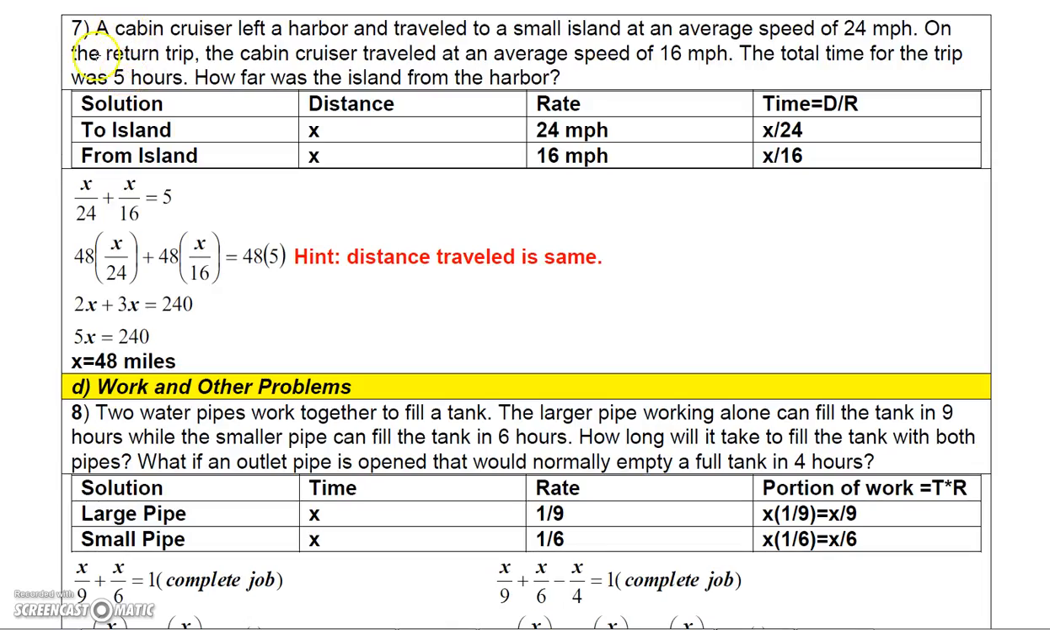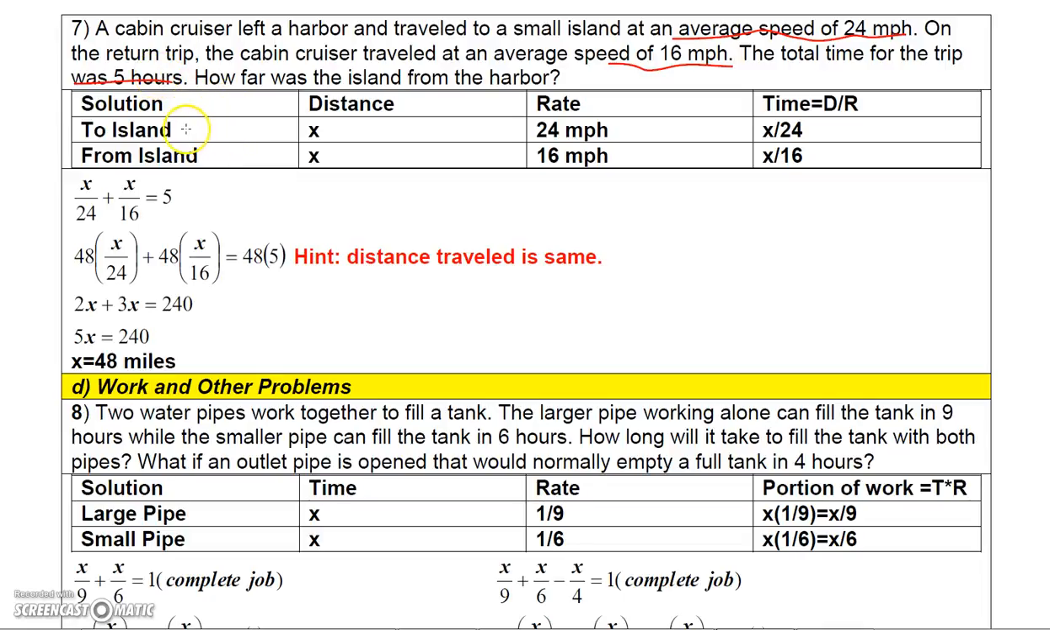Okay, here's another one. A cabin cruiser, I'm guessing that's a boat, right? Left a harbor and traveled to a small island at an average speed of 24 miles per hour. On the return trip, the cabin cruiser, or the boat, returned at an average speed of 16 miles per hour. And then it gave us the total time for the trip was 5 hours. And so they want to know how far this island is from the harbor.